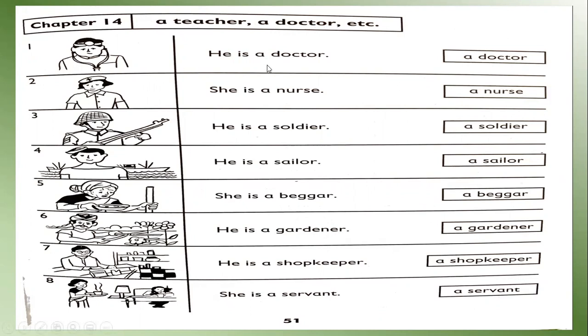Let's see. He is a doctor. She is a nurse. He is a soldier. He is a sailor. She is a beggar. He is a gardener. He is a shopkeeper. She is a servant. This is the full sentence.